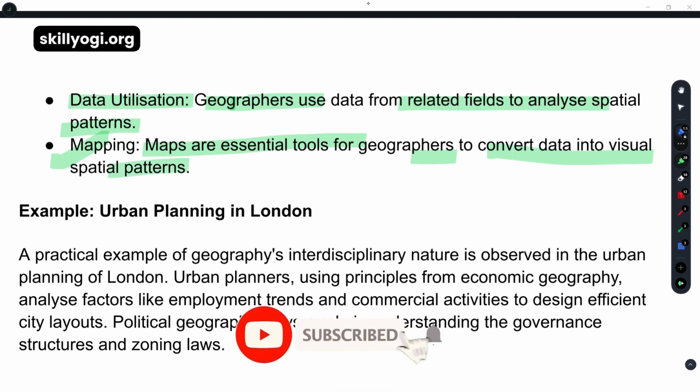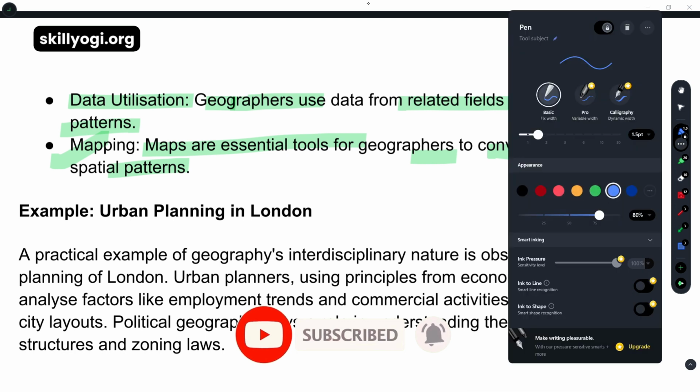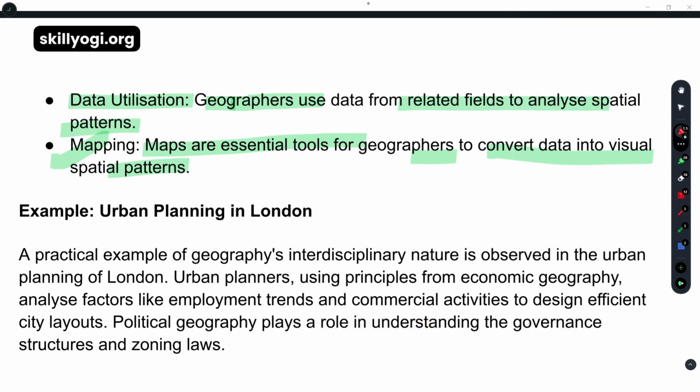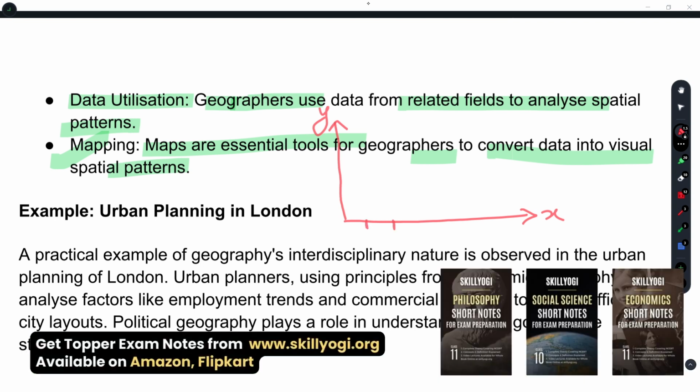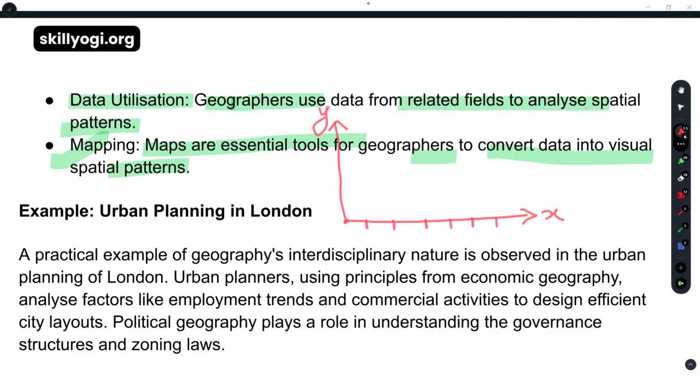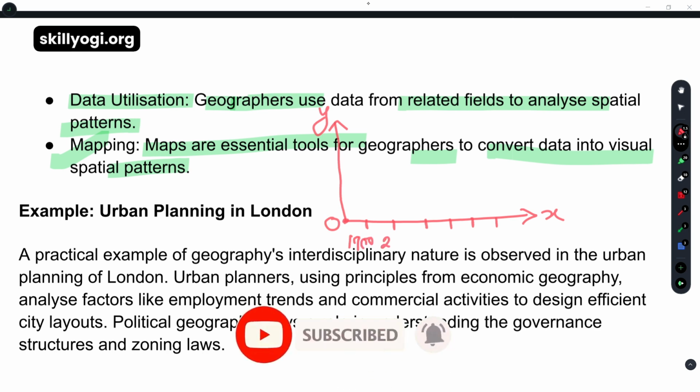I will be drawing something in front of you so that you can understand it very well. This is my x-axis and this is the y-axis. If I am drawing here the population increase day by day, with a 1 centimeter gap, approximately. This intersecting line, you know that it will be 0. So there I am writing 1900. Then 2000.